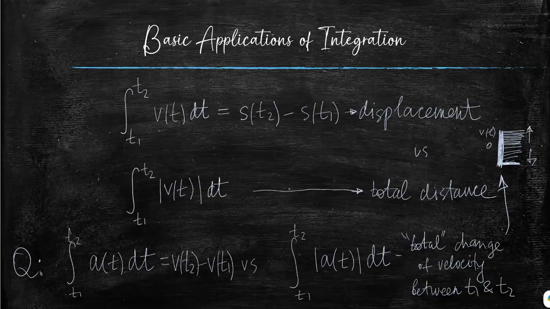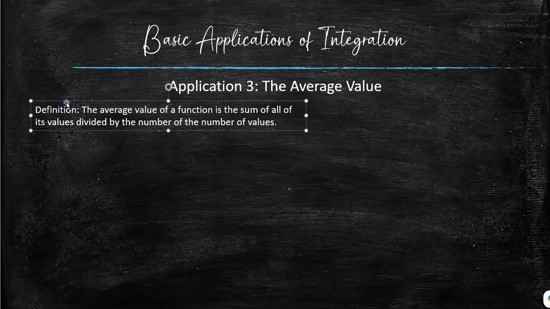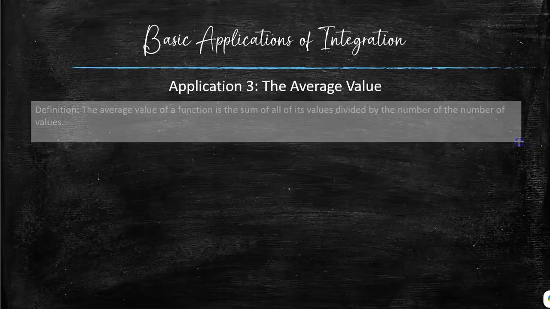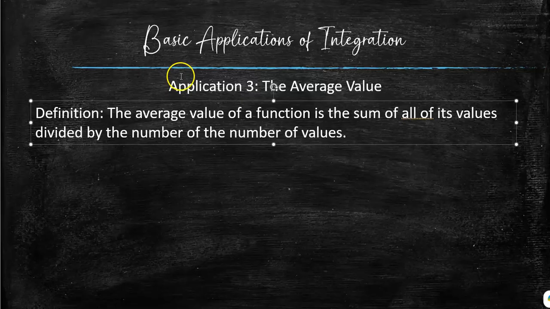Anyway, let's move on. We're going to move on to the third application called the average value. We're going to start off by introducing the average value, and I guess I don't need to, I'm still going to remind you, but this definition looks silly and definitely not calculus-like. But the average value of anything is the sum of the values divided by the number of the values.